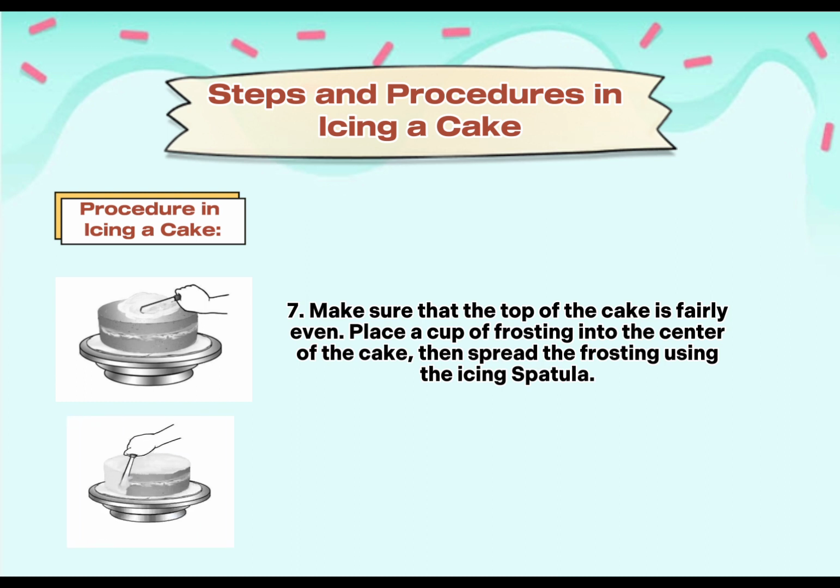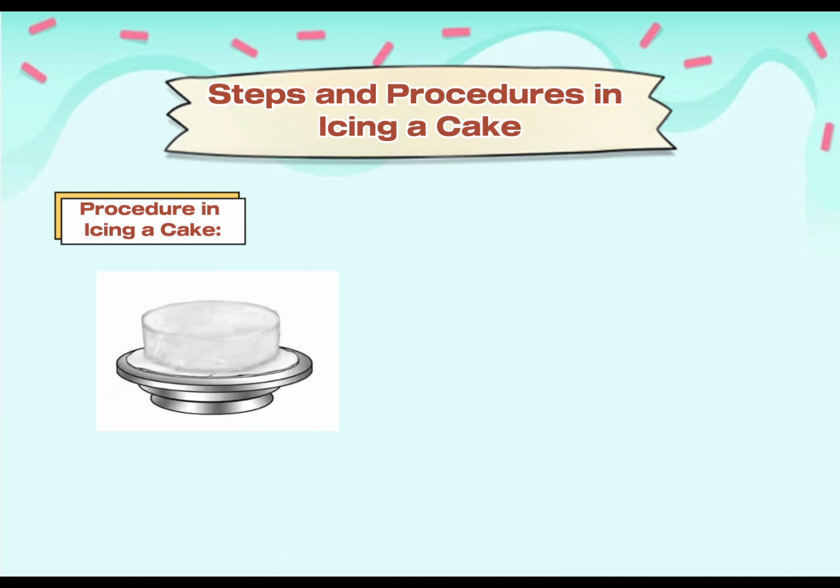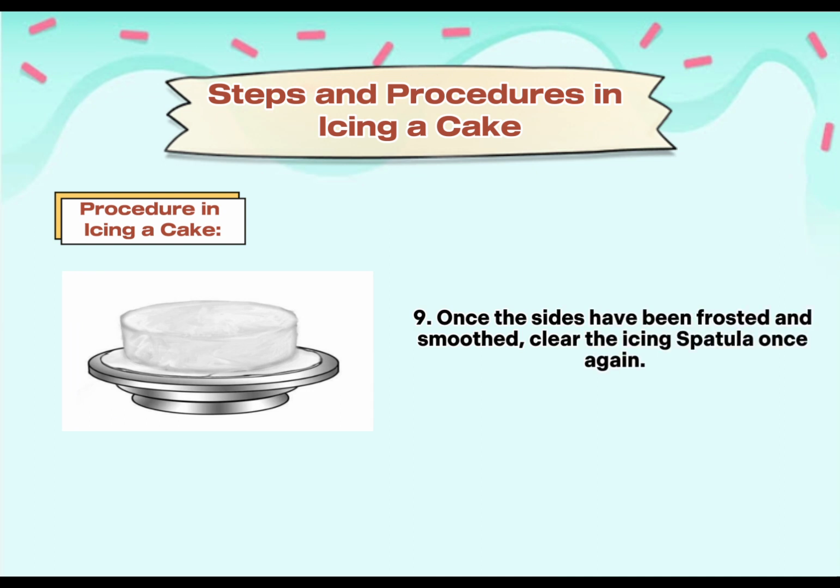Then step number 8, run the icing spatula under warm running water. Cleaning the knife with warm water will help smooth the icing more easily. Then step number 9, once the sides have been frosted and smooth, clean the icing spatula once again. Now your cake is ready for decoration. You can cover the cake with fondant and go nuts.